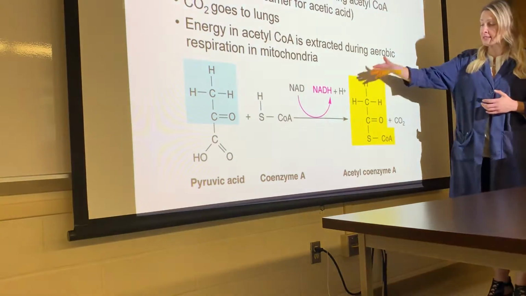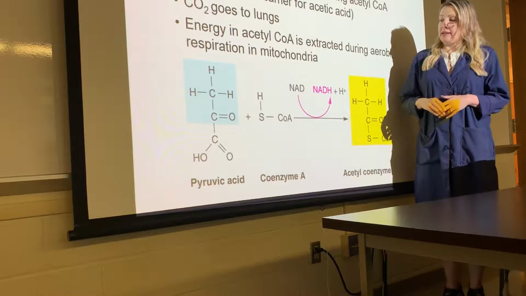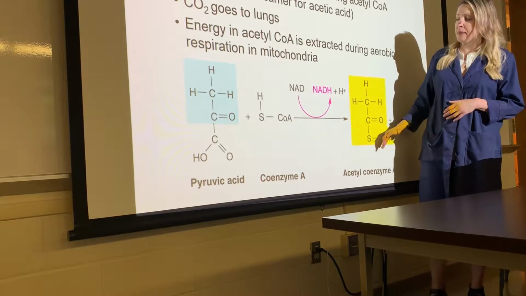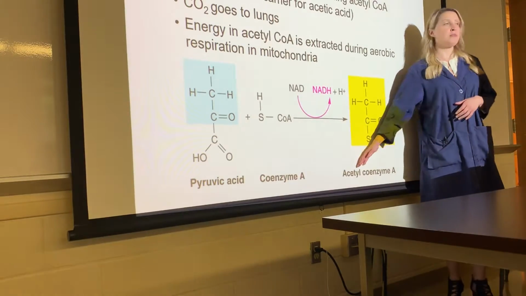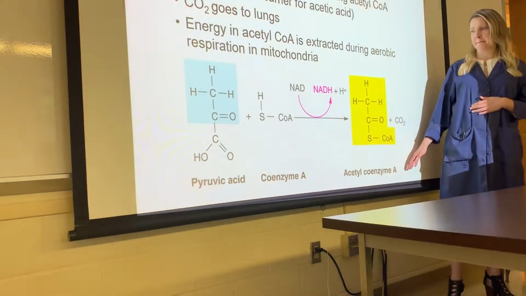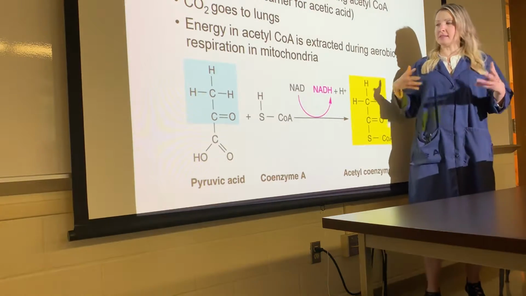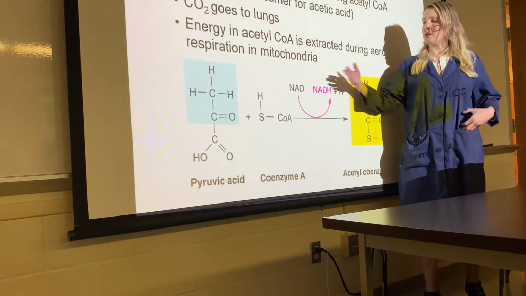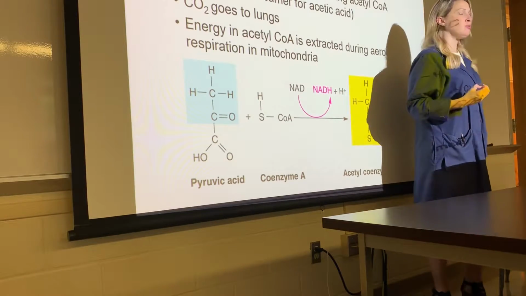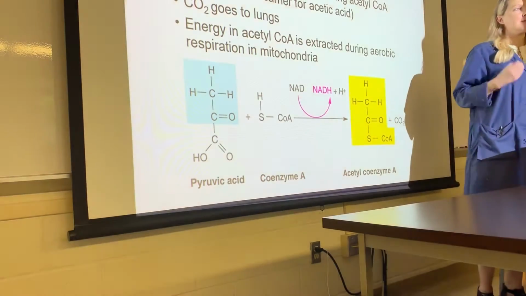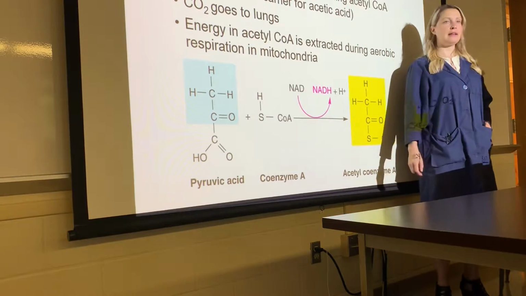So pyruvic acid is converted to acetic acid, and the acetic acid combines with another coenzyme carrier called coenzyme A to form acetyl coenzyme A. Now, in the process, again, this is oxidation reduction, we're going to be producing NADH plus H molecules. So I'm going to ask you, what is oxidized here? Is it going to be the pyruvic acid or the NAD?